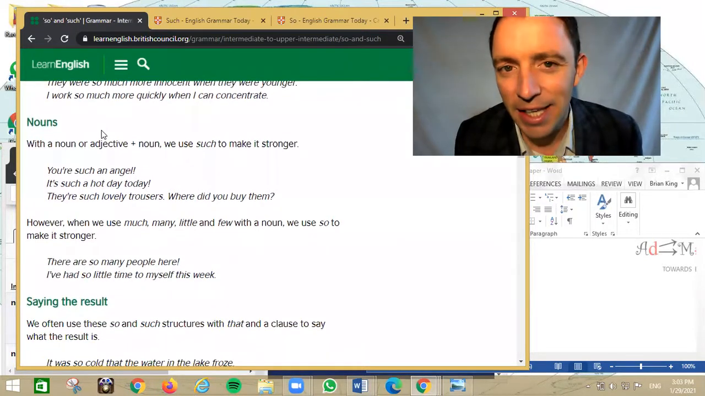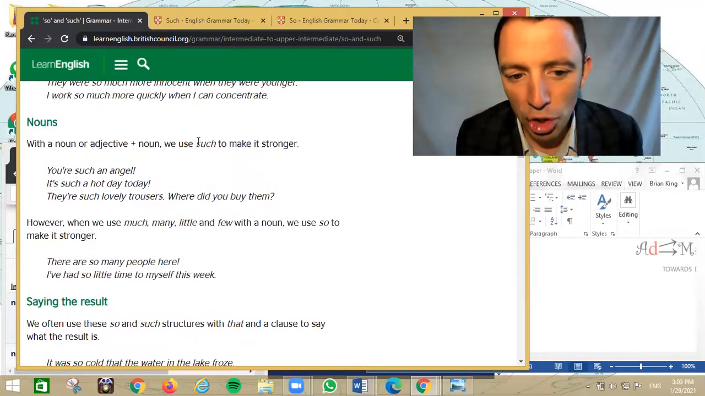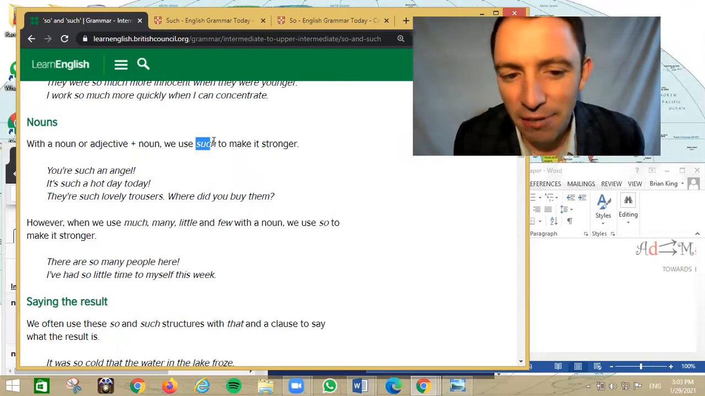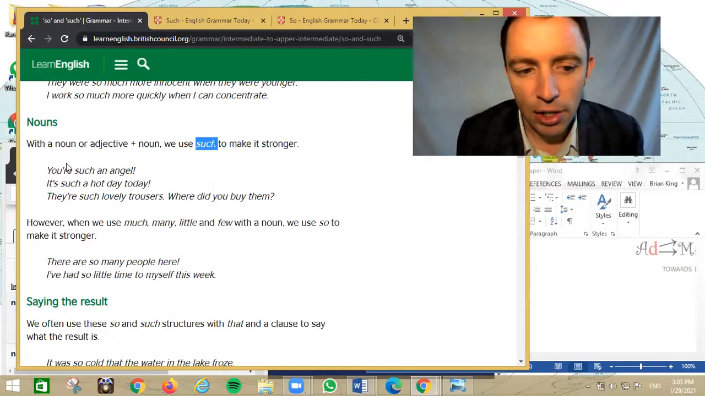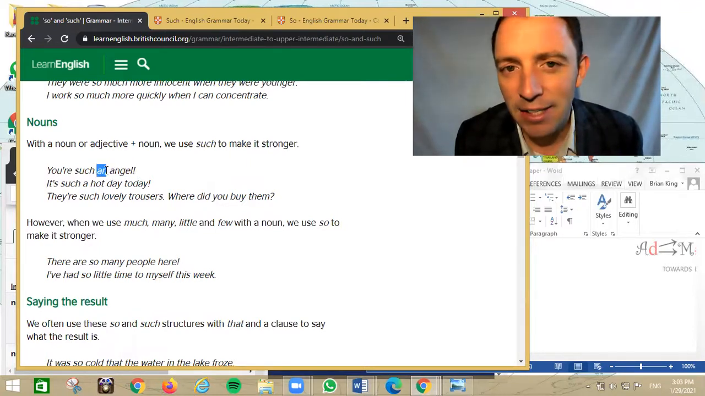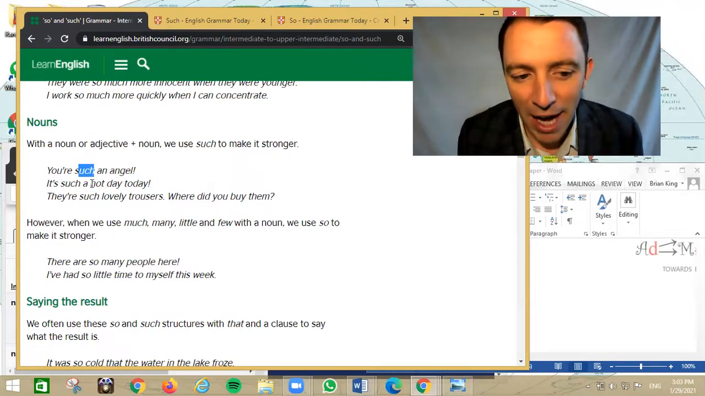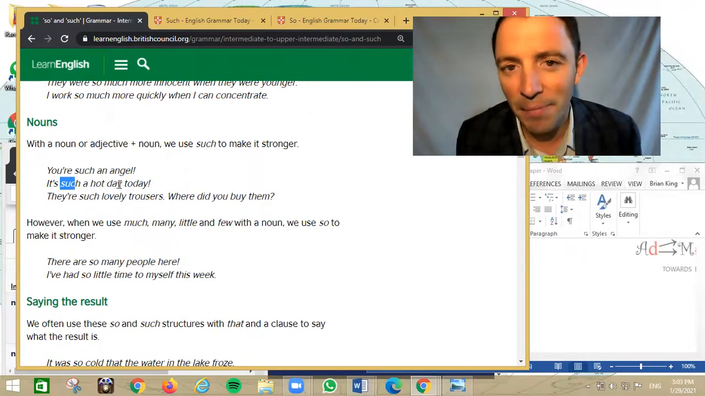And then with substantivos, "so" and "such": with substantivos, we use "such," again to make it stronger. So, "you're such an angel." Angel is the substantivo, "an" is the indefinite article, and "such" is necessary. Here we have an adjective, but also a substantive. And in this case, it's necessary: "such a hot day."